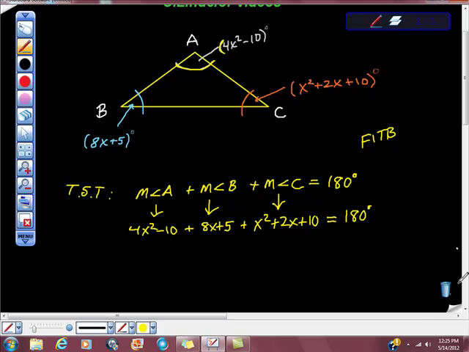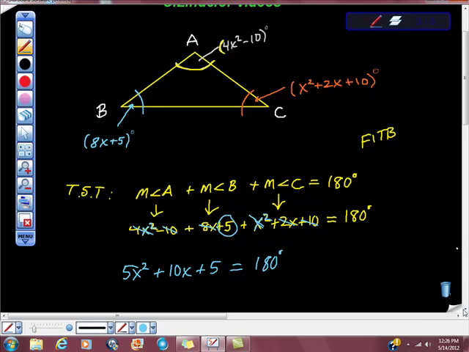I'm going to just start gathering like pieces. So I'm looking for my x squareds first. I'm looking for anything that has an x squared. We have 4x squareds here and one of them here for a total of 5x squareds, don't we? Then we have negative 10 and positive 10, which cancel out. 8x's plus 2x's is 10x's. And then we have this lonely little positive 5. Remember, all these angles added together as we simplify are going to be equal to this 180 degrees that we're guaranteed.